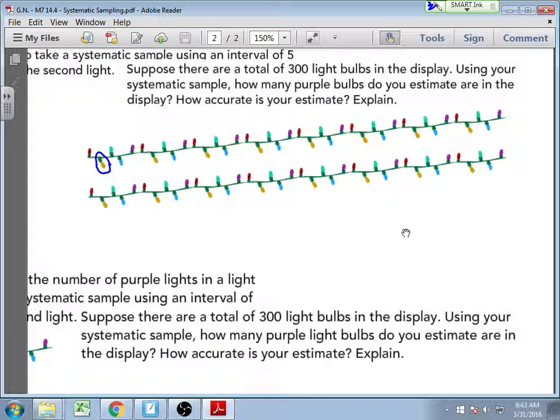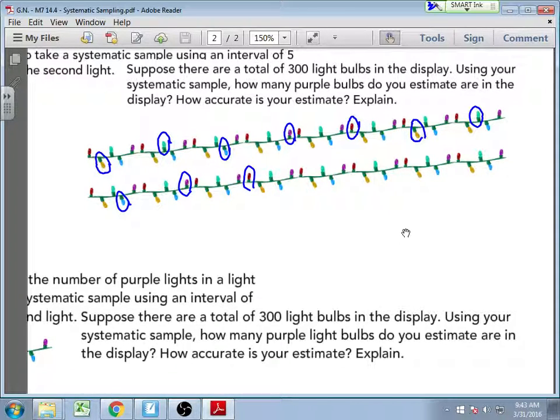1, 2, 3, 4, 5, 6. Again, 1, 2, 3, 4, 5, 6, and so on. Notice that now I start back over with another yellow. What do you think my next one's going to be? Another green. The next one is that blue that is 6 away. The next one is going to be that purple that's 6 away. The next one's going to be that red that's 6 away.